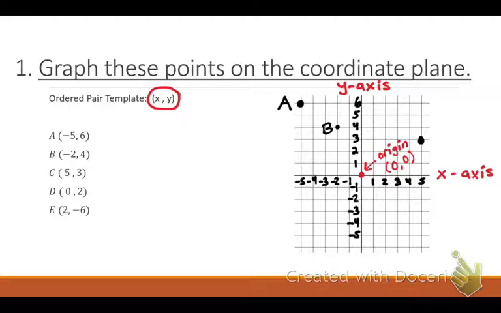What point am I going to label that? Point C. Very good. Let's go on to the next one. This one has tricked some people today.